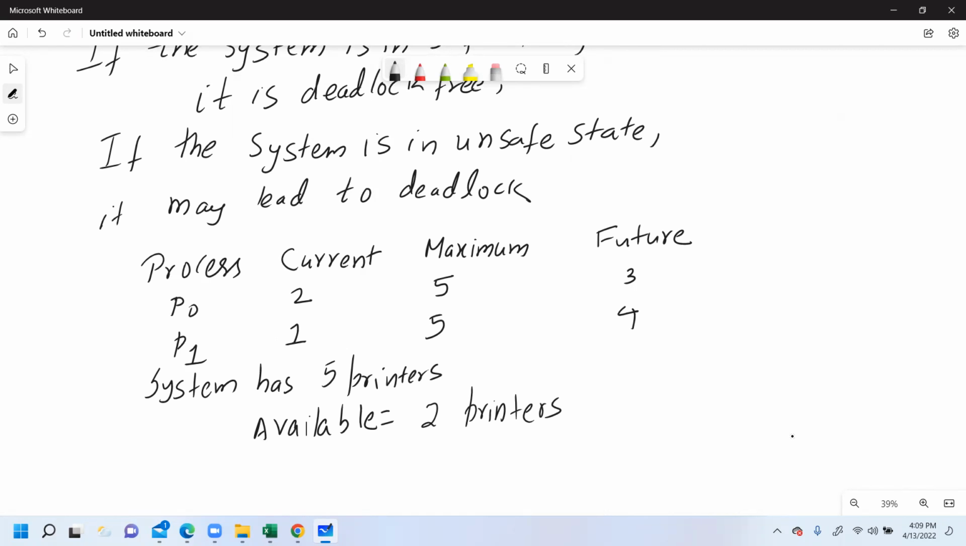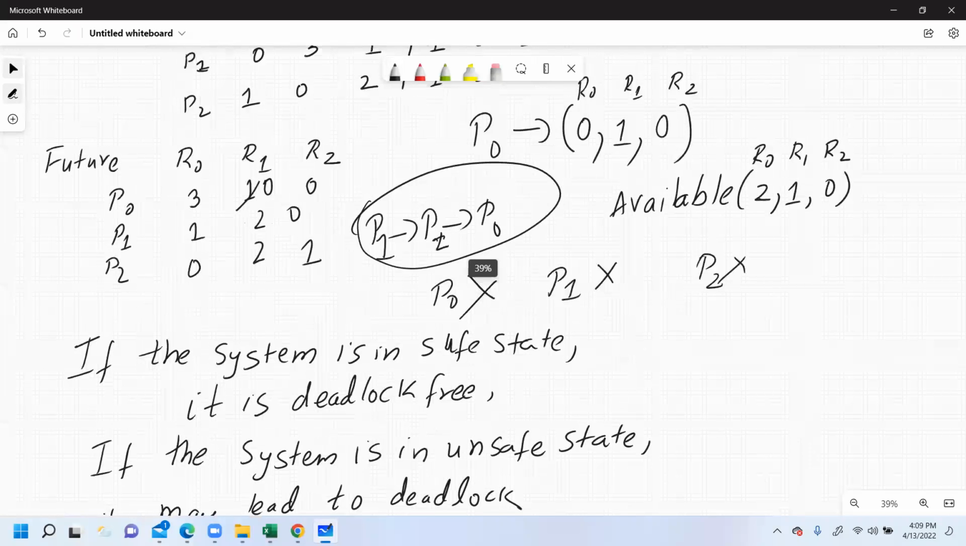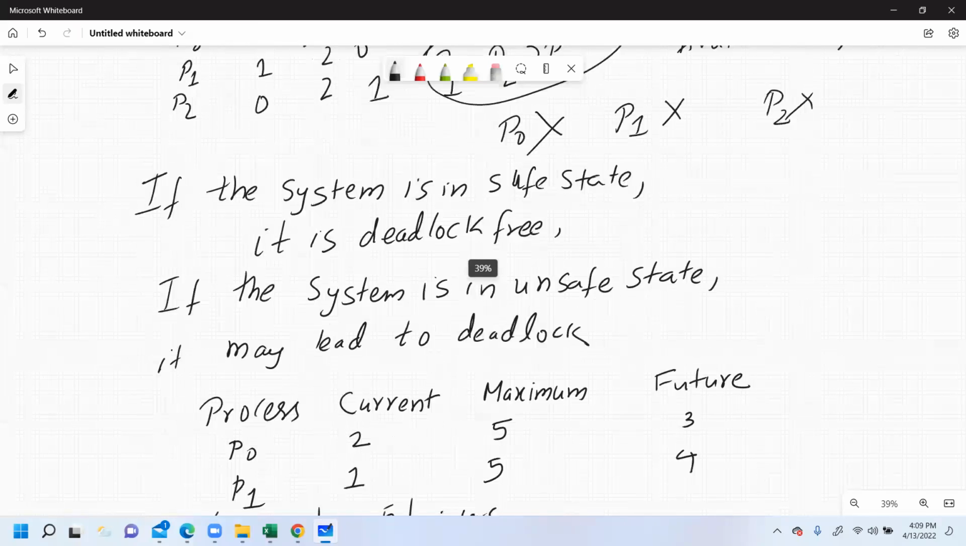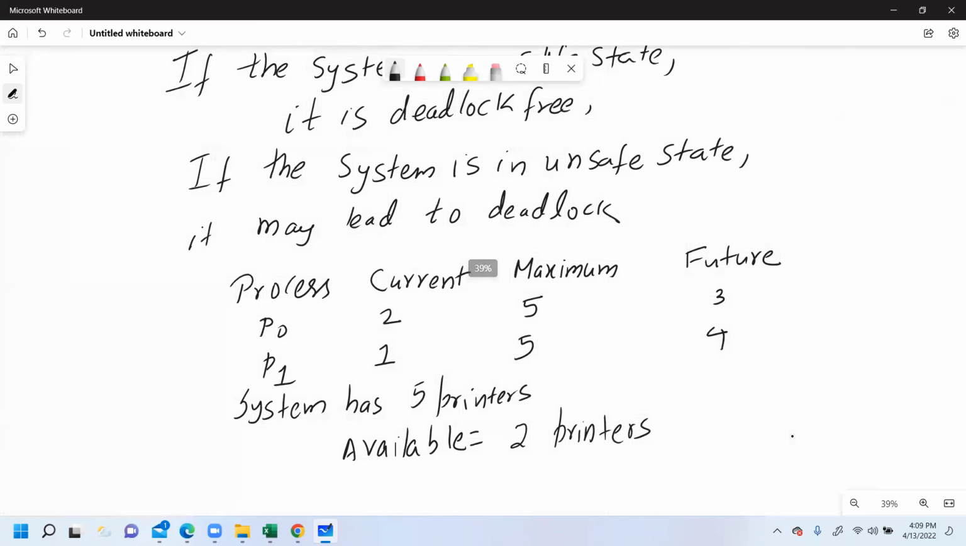System has 5 printers. Already P0. So current means what? I don't know what I used before. Yeah, current allocation. If you want, you say current allocation. I skipped it, because currently it is the current allocation. I wrote allocation on the top. So currently P0 is holding 2 printers and P1 is holding 1 printer, right?